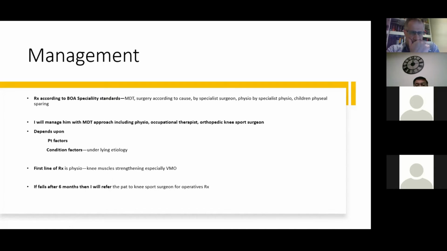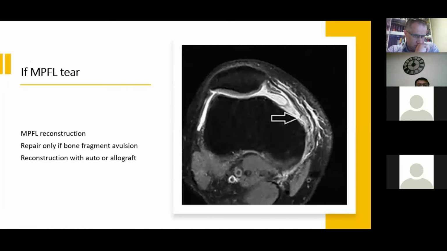The first line of treatment in all patients is physio, that is knee muscle strengthening, especially vastus medialis obliquus. And if the non-operative treatment fails, then operative treatment, and the operative treatment will be according to the underlying etiology. This is one of the scenarios.